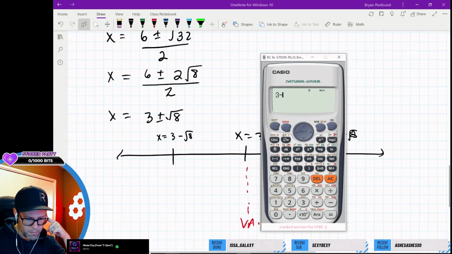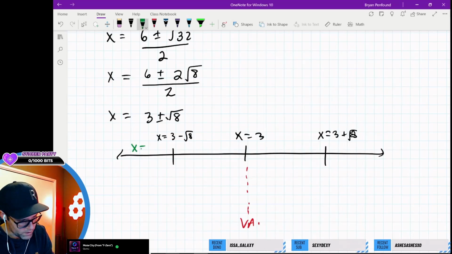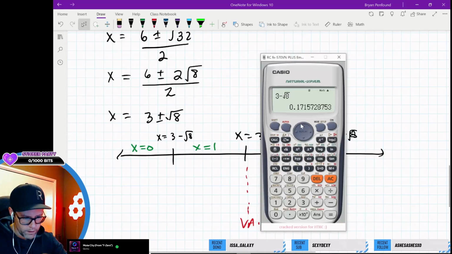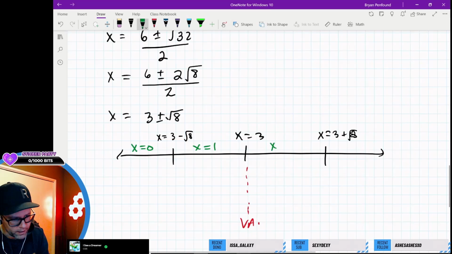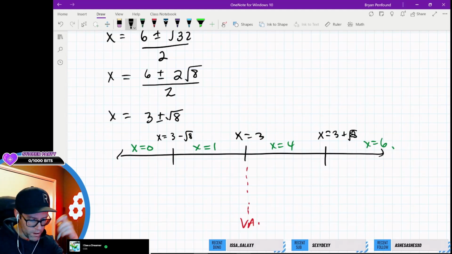What is 3 minus root 8? What is that as a decimal number? So we're looking at about 0.17. So we can take x equals 0 here. We can take x equals 1. And if we go plus root 8, what do we get? Like 5.8. So we can take like x equals 4 and maybe x equals 6. So those can be test points that we can use for the first derivative.